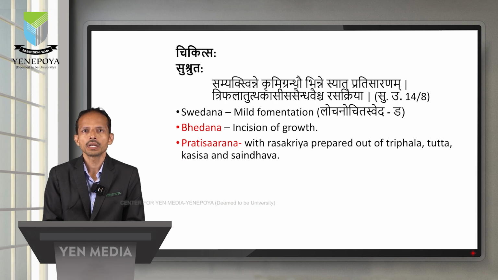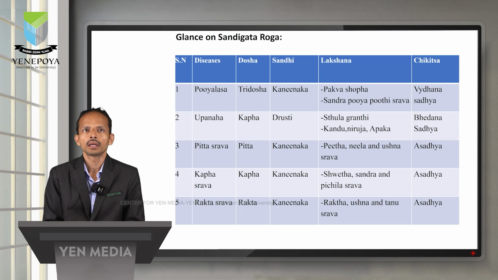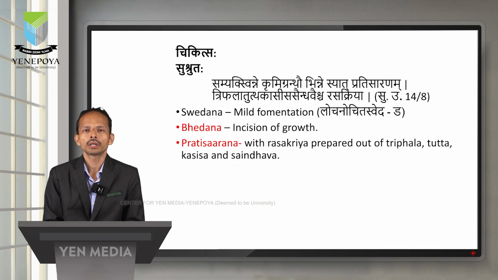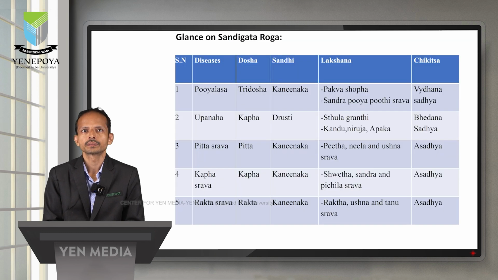Chikitsa: Samyak Svinne Krimi Granthau Binne Syat Pratisaranam Trifala Tutta Kasisa Saindavescha Rasakriyaha. That means you have to do Svedana, which is Mrudu Svedana, then Bhedana, the incision has to be made on the Granthi, and Pratisarana with Rasakriya prepared from Trifala, Tutta, Kasisa and Saindava has to be applied. This condition we can correlate with blepharitis.